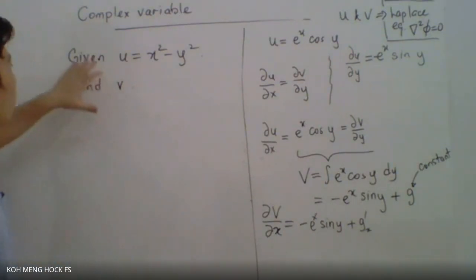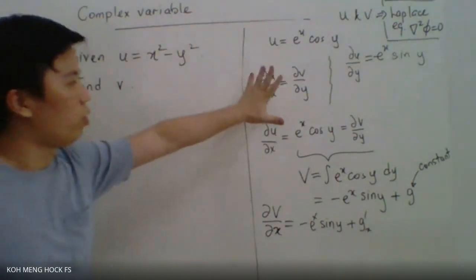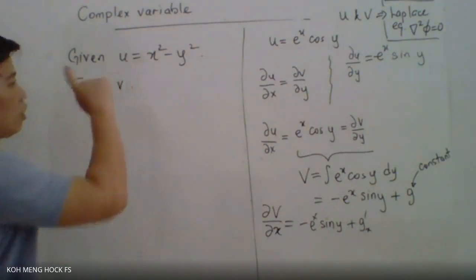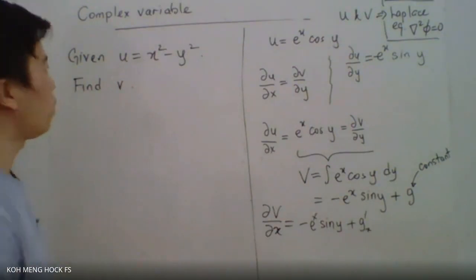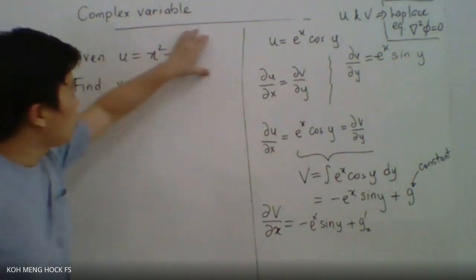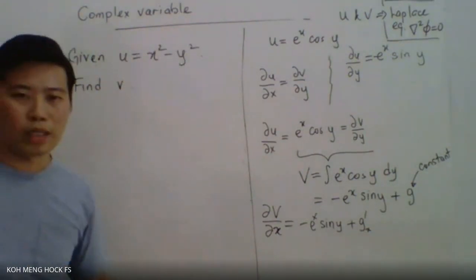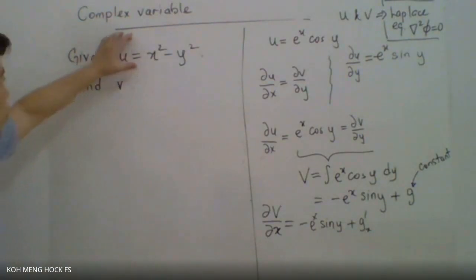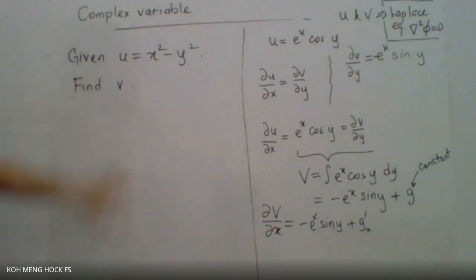So now you have this. Can you all please find for me what is v? As an exercise before we close the session, the first thing you need to do is make sure that u obeys the Laplace equation. If u does not satisfy the Laplace equation, you don't need to find v, because you don't have v. So if you have u, first show that it obeys the Laplace equation, and then find for me what v is.